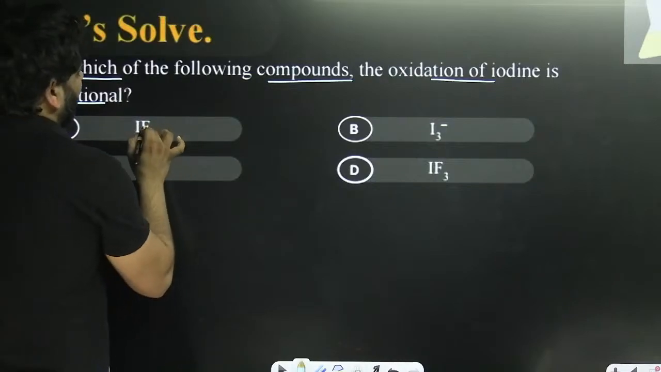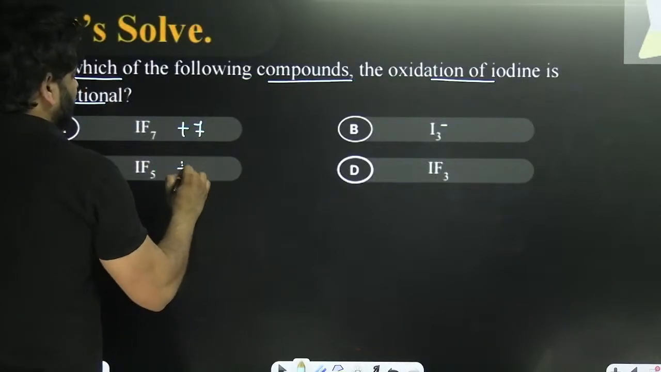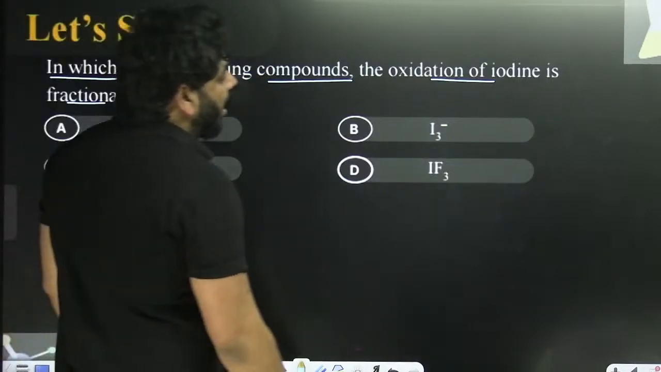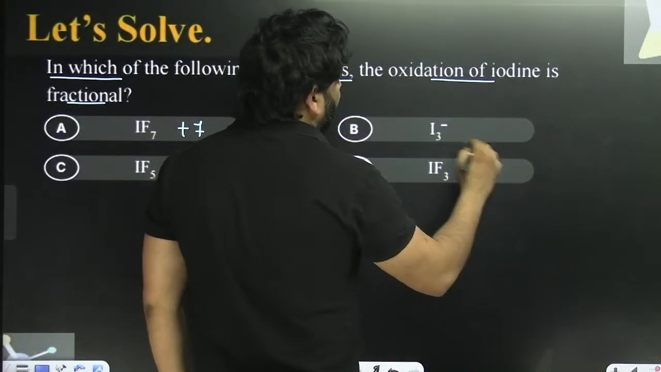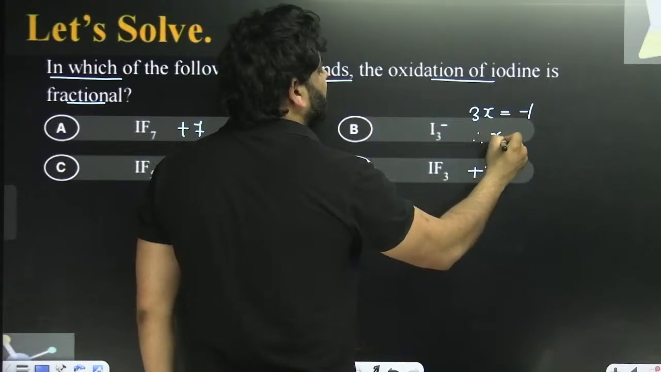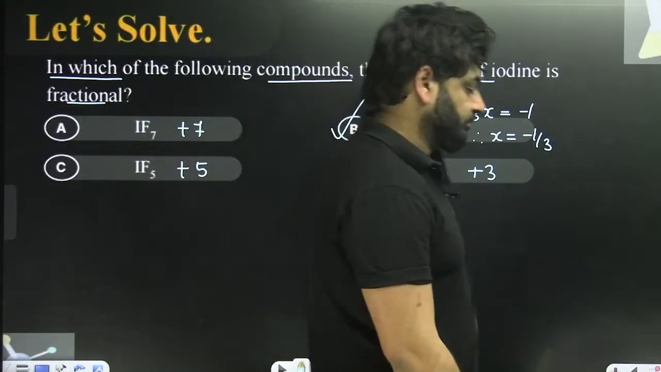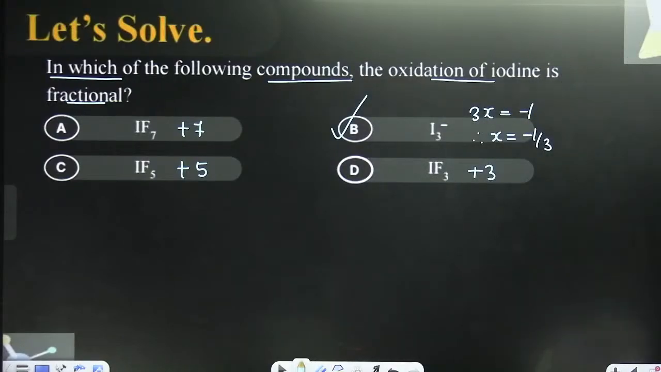So guys, in IF7, iodine will have a positive 7 oxidation state, positive 5 over here. IF3 positive 3, but over here we have 3x equals minus 1, so the oxidation state comes up as minus 1 by 3, which is fractional. Correct answer should be B. Hopefully this is absolutely clear to all of you.